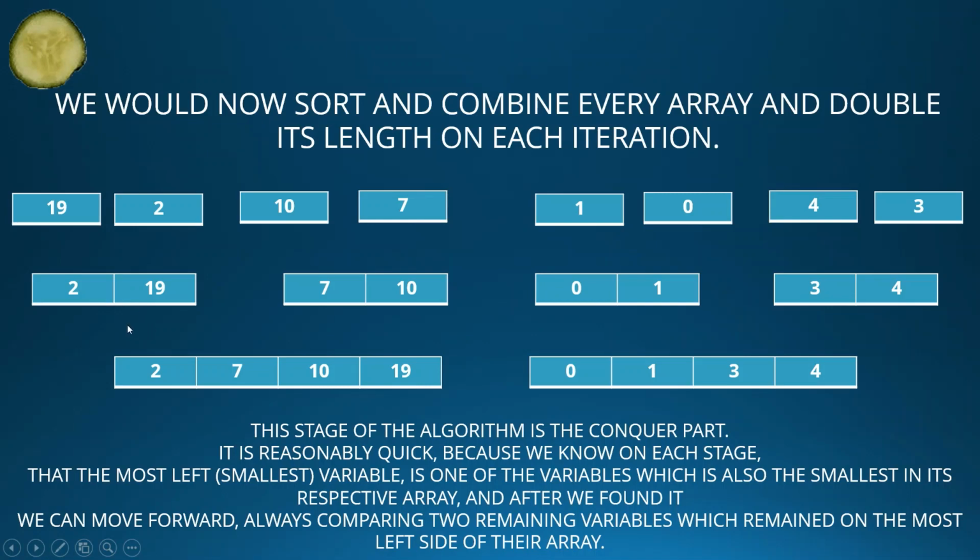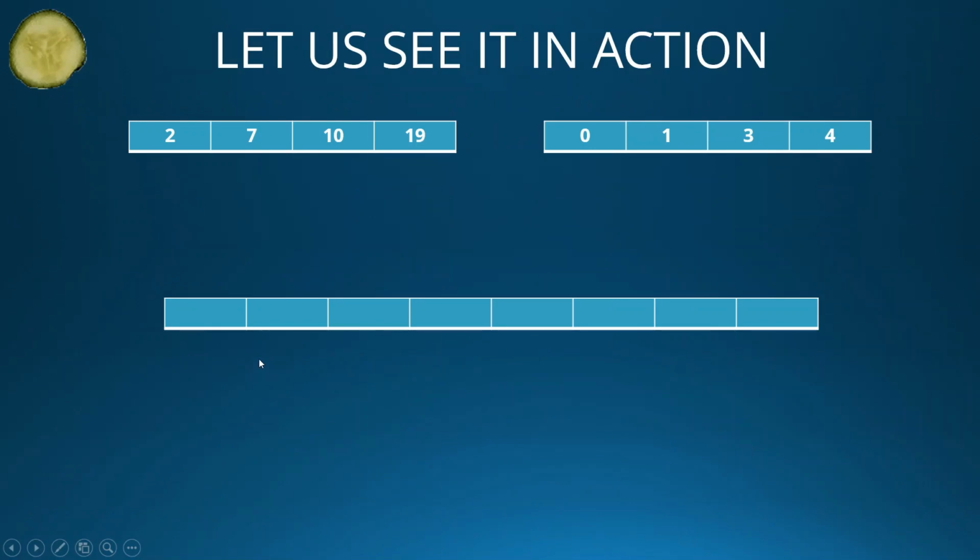It is reasonably quick because we know at each stage that the leftmost, smallest variable is the smallest in its respective array. And after we find it, we can move forward, always comparing the two remaining variables which are on the leftmost side of their respective arrays. Let us see it in action. Now we have two arrays. The first one is 2, 7, 10, and 19, and the second one is 0, 1, 3, and 4.